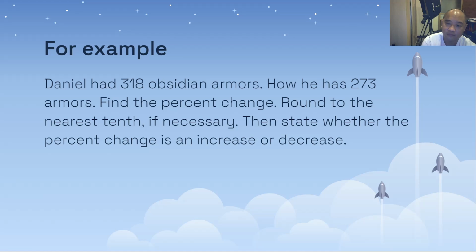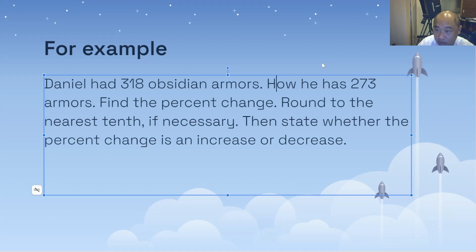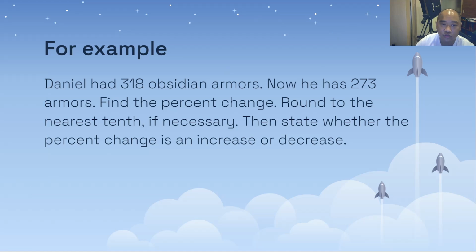Great. Let's look at another example. Let's say that Daniel has 318 obsidian armors. I don't know how he got so many. And now he has 273 armors. What happened, Daniel? Well, let's find out. 273 minus 318 over the original amount, which is 318.